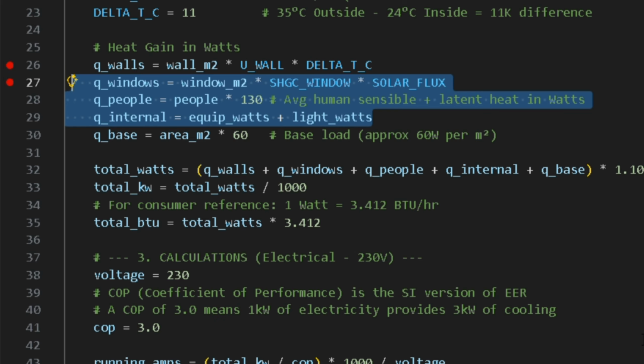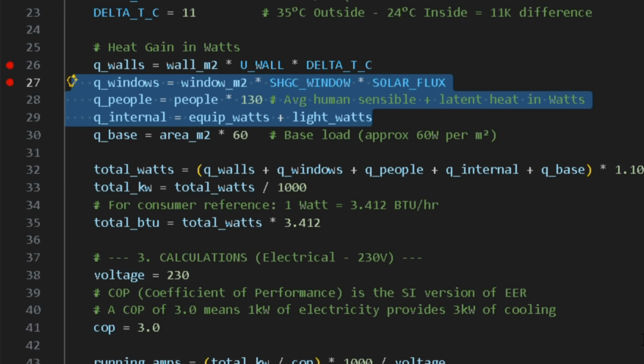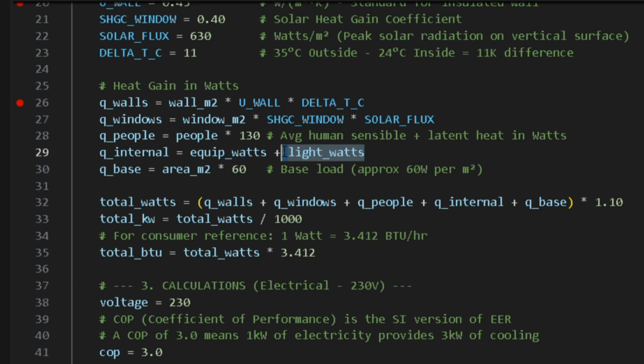Heat from people and internal loads. Q_people = people * 130. Q_internal = equip_watts + light_watts. Each person contributes approximately 130 watts of heat. Internal loads from equipment and lighting are added directly. Together, these represent all internal heat sources that must be removed by the air conditioning system.